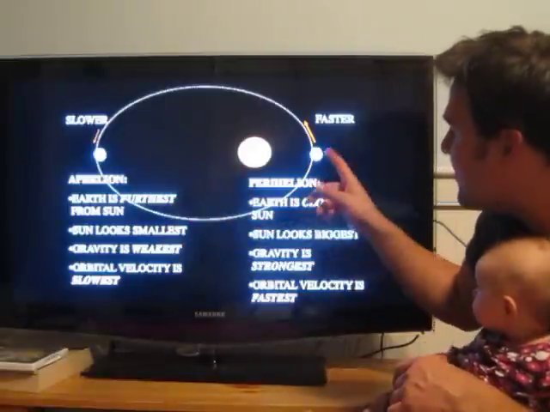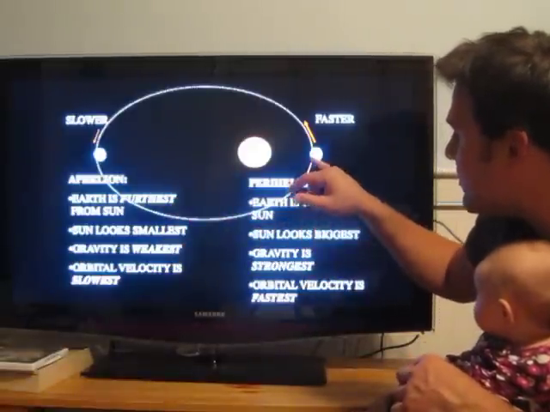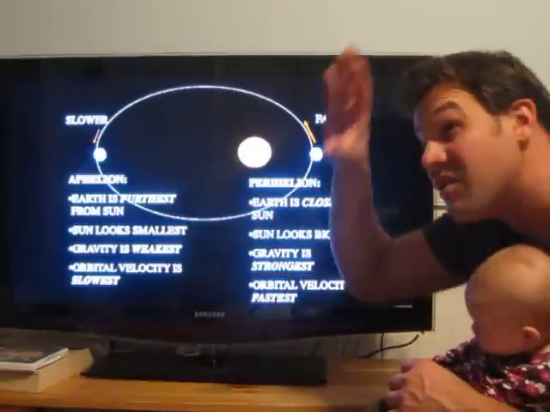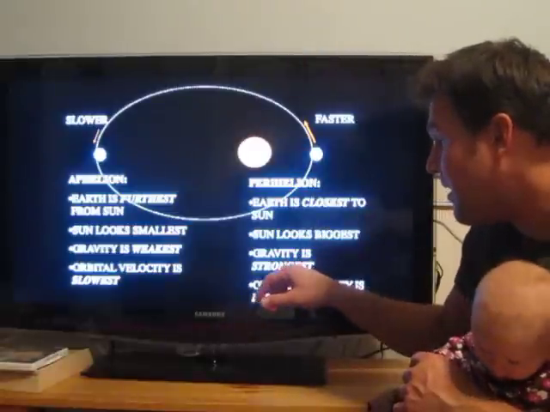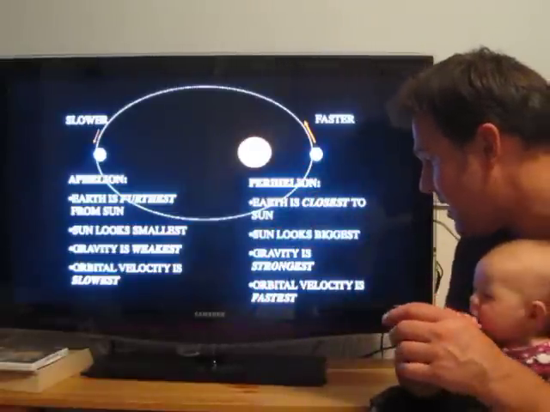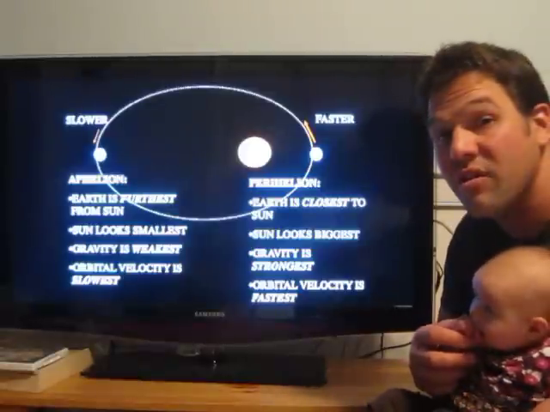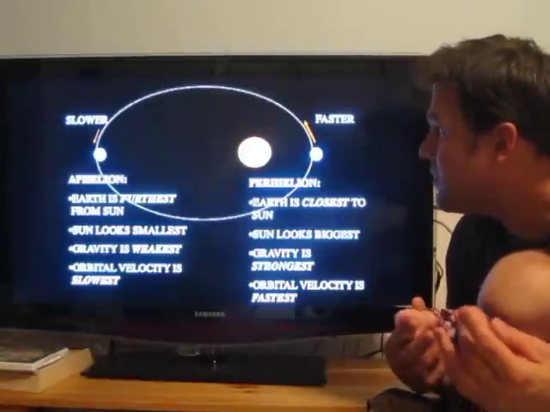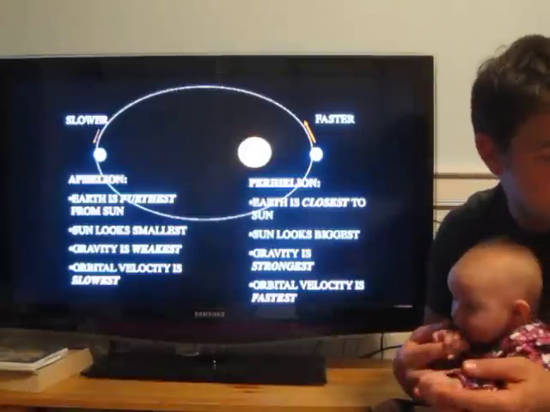Okay. And then this time of year, during perihelion, the Earth is closest to the sun, so the sun is going to look the biggest in the sky. The gravitational attraction is the strongest, and the speed of the Earth, or the orbital velocity, is going to be greatest at that point.